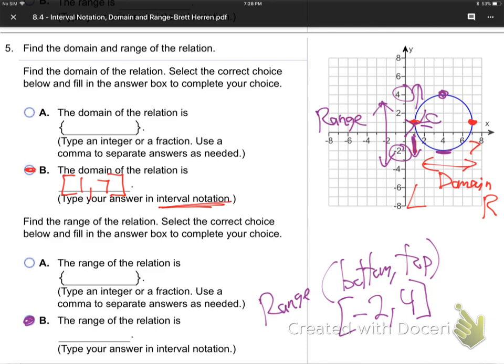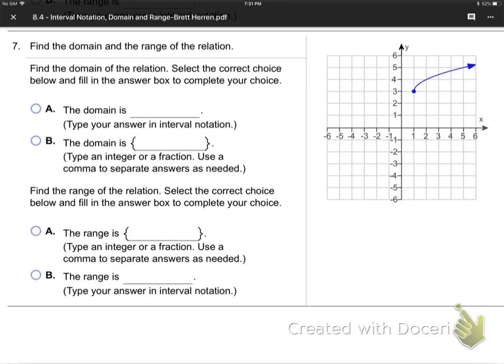Domain and range. Is this good? How you guys doing? Is this okay? Questions I can answer? All right, I'll move. Okay, so try that one. Same thing, domain and range.